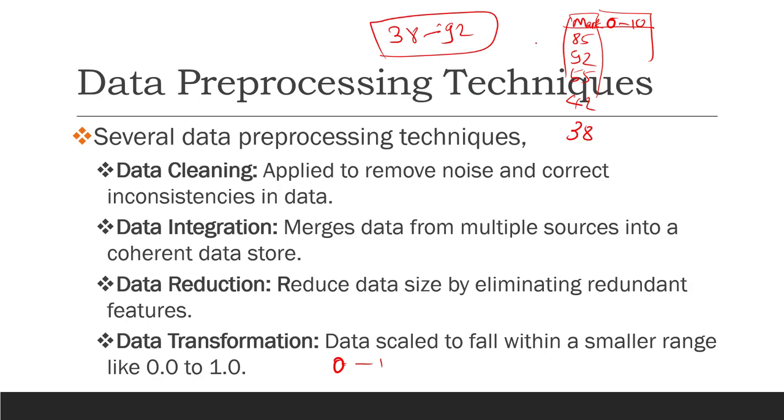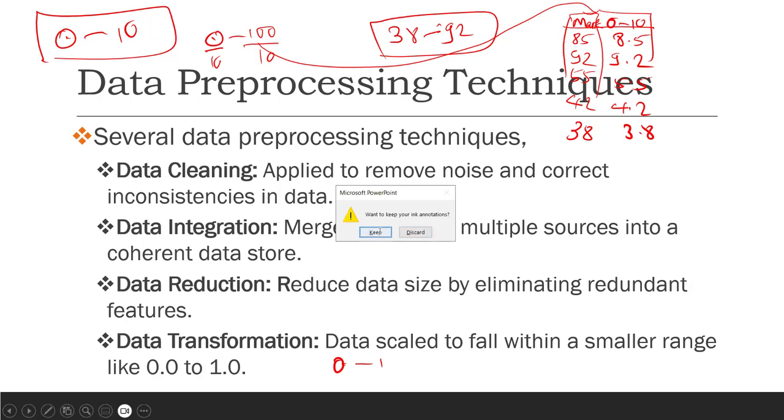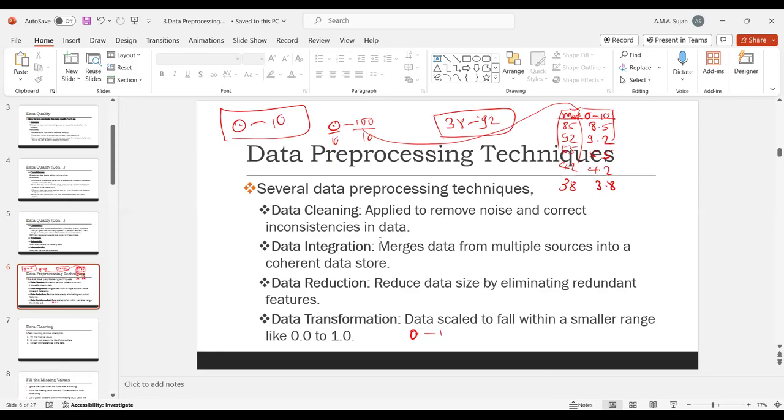Here we know the marks range from 0 to 100. If you need to convert this into 0 to 10, you can divide by 10. Then 0 divided by 10 is 0, and 100 divided by 10 is 10, so your range is converted into 0 to 10. Now 85 becomes 8.5, 92 becomes 9.2, then 5.5, 4.2, and 3.8. Likewise, you can convert attributes. This is called transformation. There are some equations to apply the transformation, and we will look at those a little bit later. Any questions?